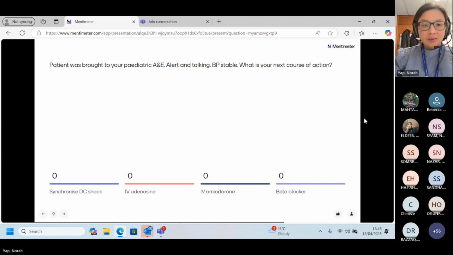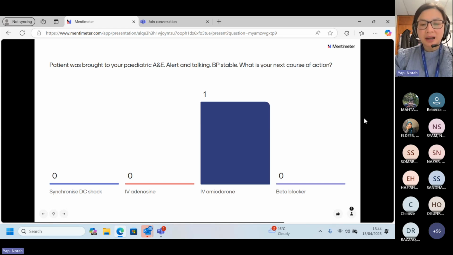Okay, right. So the patient was brought to your A&E. He's alert, he's talking, his blood pressure is stable. What do you want to do? You ring the Pediatric Cardiology Center, and the registrar is useless. He or she is saying that I will speak to my consultant, and they never get back to you. Obviously, you're worried about this ECG.